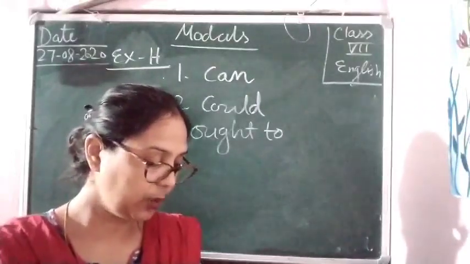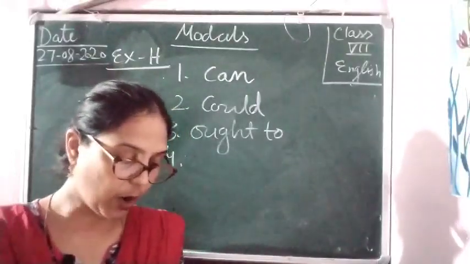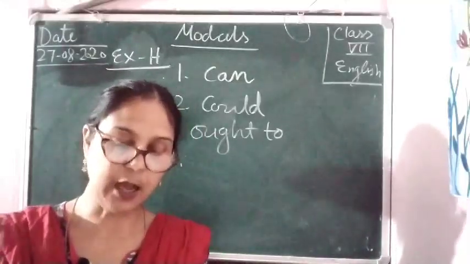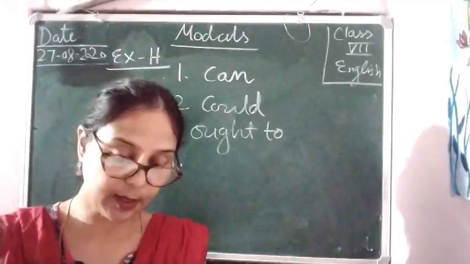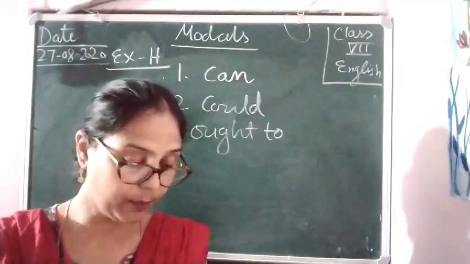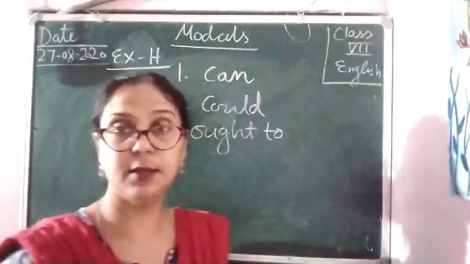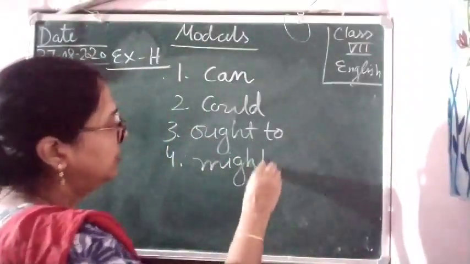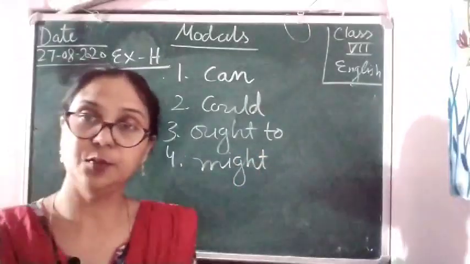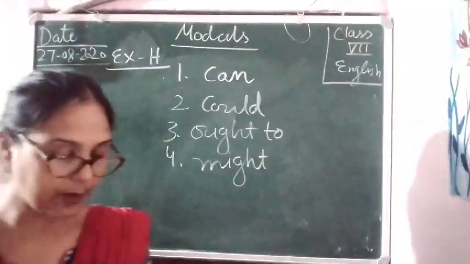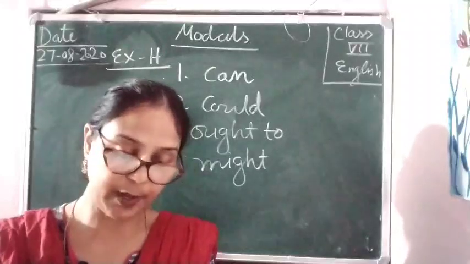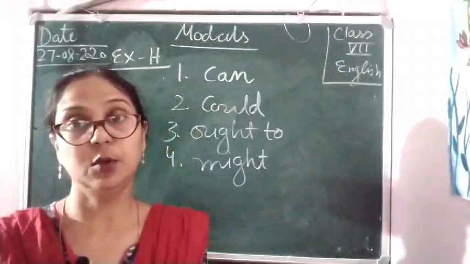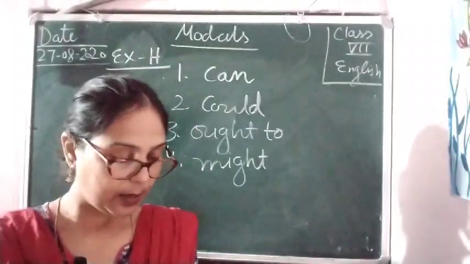Now next is fourth. Ashish dash not play in the final match since he has injured his arm. In the bracket it is given might and could. We are going to use might because we are not very confirmed about it. That time we are supposed to use might. So Ashish might not play in the final match since he has injured his arm. So this we have completed.